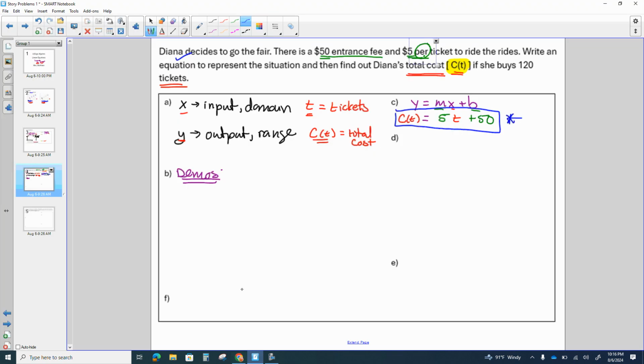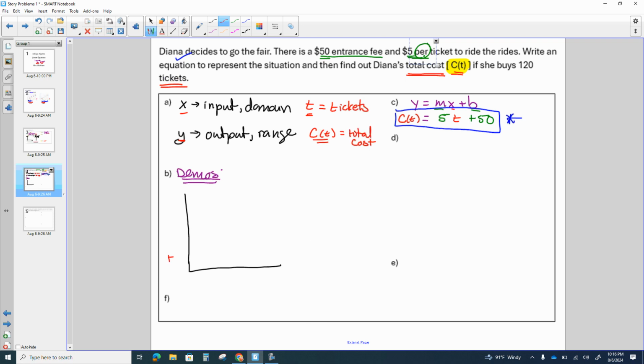So when I go over here, I'm going to start drawing my graph. Once again, I know it's positive money, and I know it's positive tickets. So I'm going to stay in this one, and I know I'm going to start at 50 on here. I better label my graph first. Sorry about that.